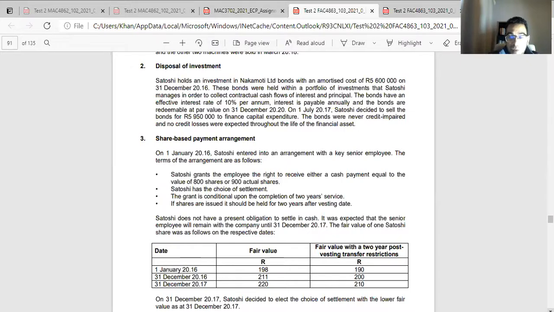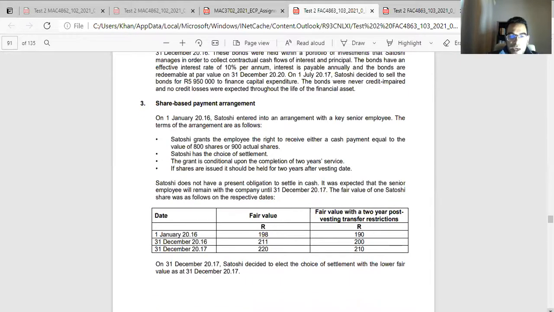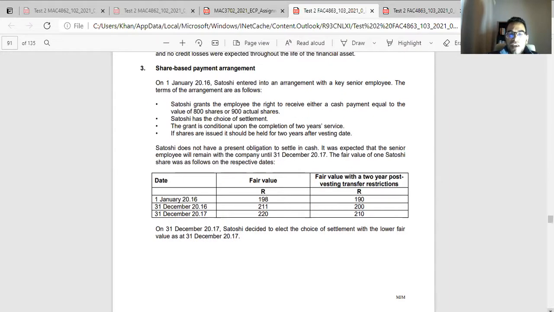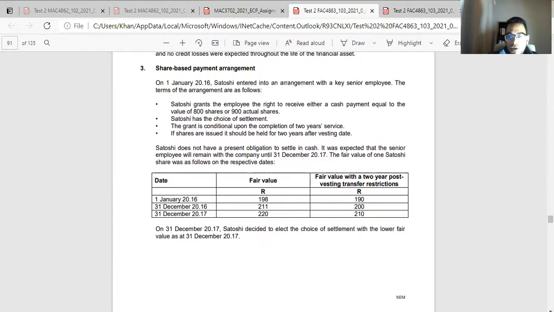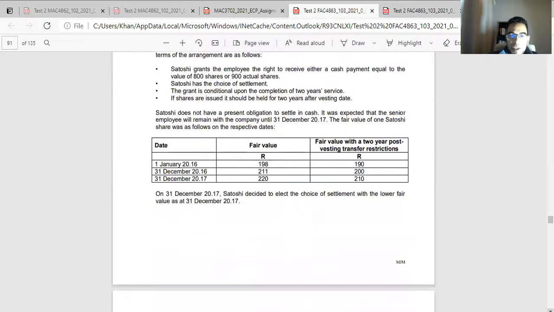I'm not going to spend too much time on the share-based payments one, so I'm going to skip it because this is for CTA 2. For the CTA 2, guys, we will just come back to this aspect in tomorrow's lesson. Okay, so I'm going to skip it.